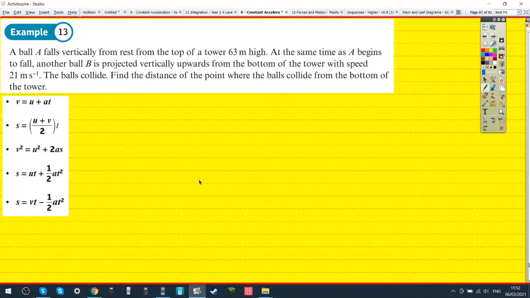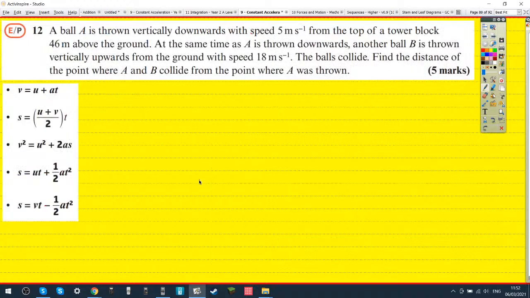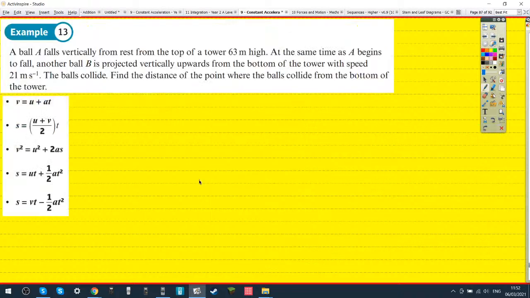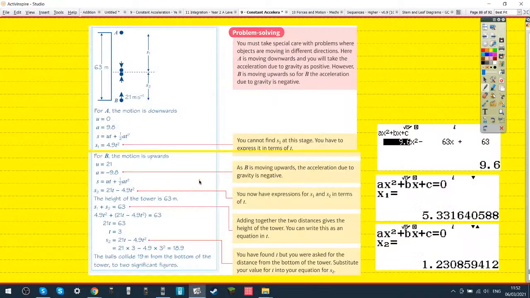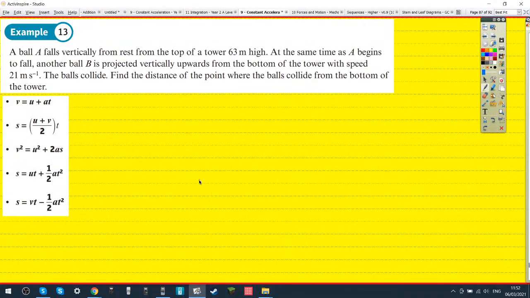Grand. There was only one more type that I wanted to do. Let me see, from rest at the same time. Oh, this is a weird one. Yeah, it's weird, but let me just see something. Right, let's give this a go.